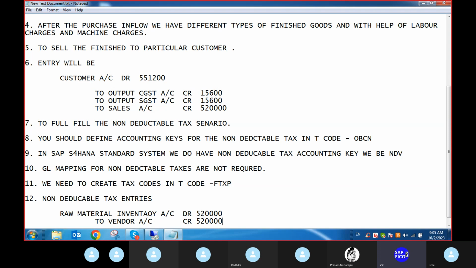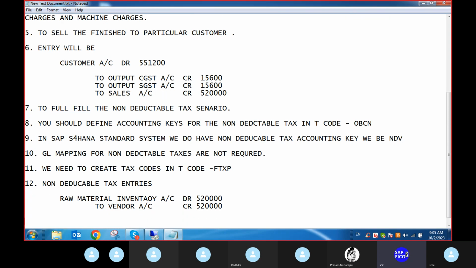13th point. So for non-deductible taxes for customers also. Okay, so if you don't want to calculate the taxes for the particular customers, materials, finished goods and all, no need to have all these things, all of you.